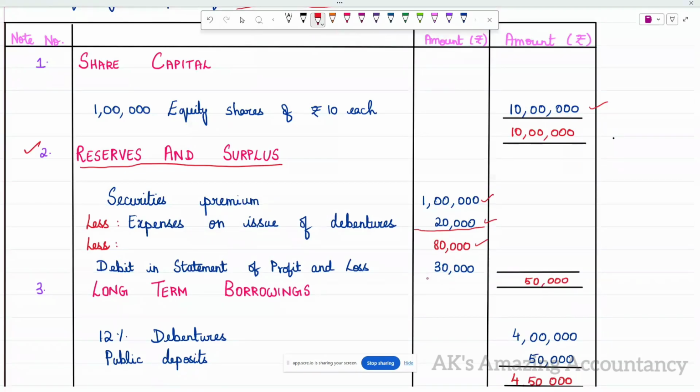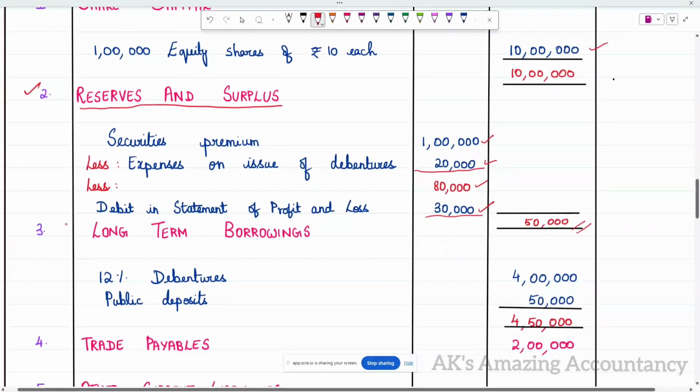How much is that? It is given as 30,000. So 80,000 less 30,000 will give us 50,000. So this is what is note 2. Now let us proceed with note 3.